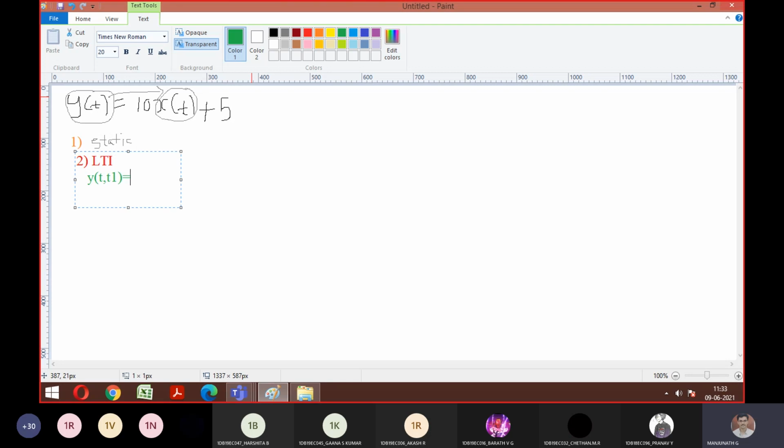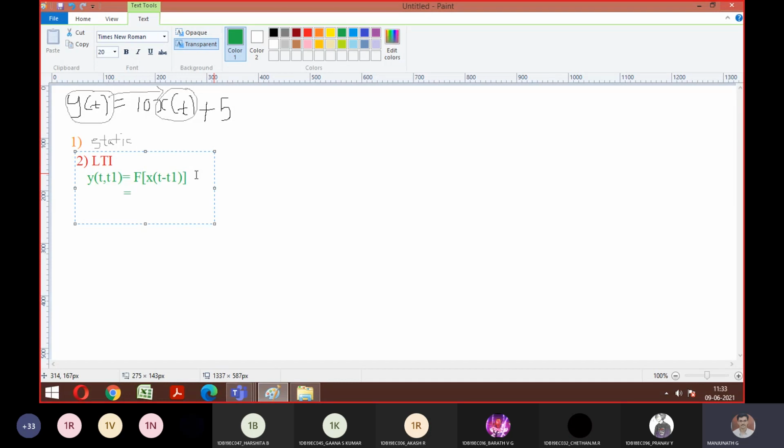Okay. So y of t is equal to a function of, correct? Function of what? What is the formula? x of, I am delaying x of t to t minus t1. Understood, everyone? So I'm just giving input delay. Okay, so now tell me what is the answer for this? We need to prove y of t comma t1. If it is equal to y of t minus t1, then we can conclude it is called a time invariant system. If not, time variant. That is the procedure, right?